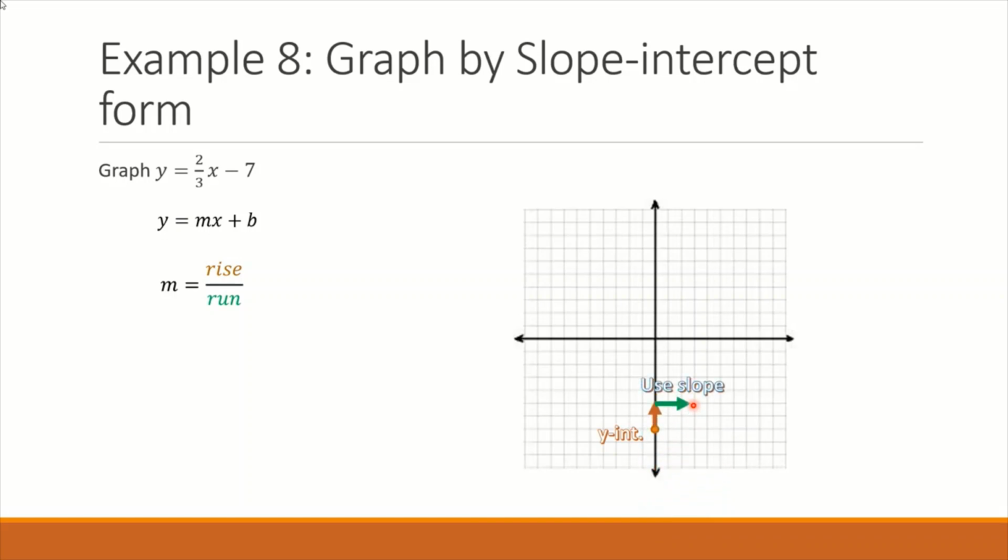And then you're going to put your point. Now the slope continues on: up 2 over 3, up 2 over 3, and that continues on with the line. But once you have 2 points, you can draw your line.